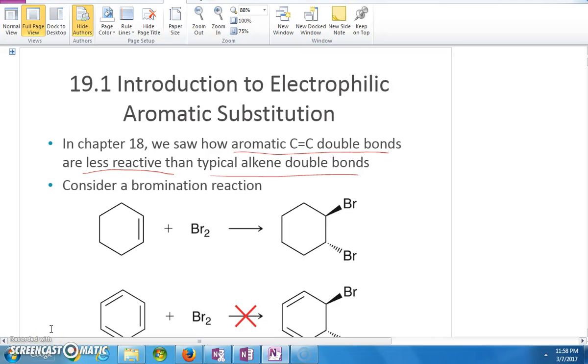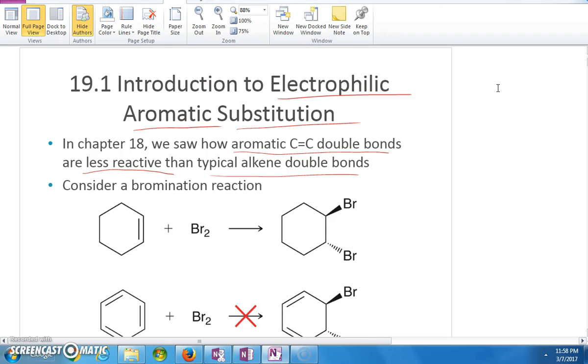So let's look at electrophilic aromatic substitutions. In chapter 15, we saw how aromatic carbon-carbon double bonds are less reactive than typical alkane double bonds.